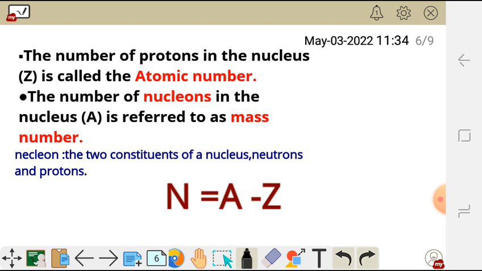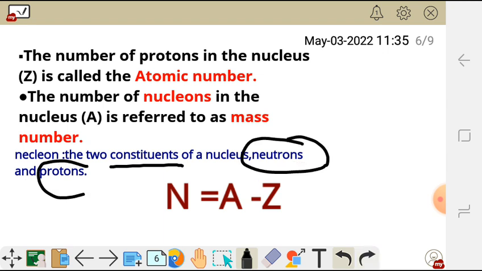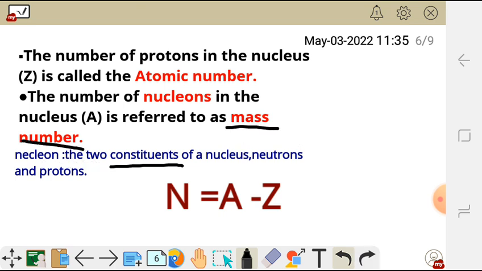And then from there, we have the number of nucleons. The number of nucleons in the nucleus, denoted by letter A, is referred to as the mass number. Remember, a nucleon is simply one of the two constituents of a nucleus, which are the neutrons and the protons. So in other words, we can say the number of neutrons and protons is called the mass number.